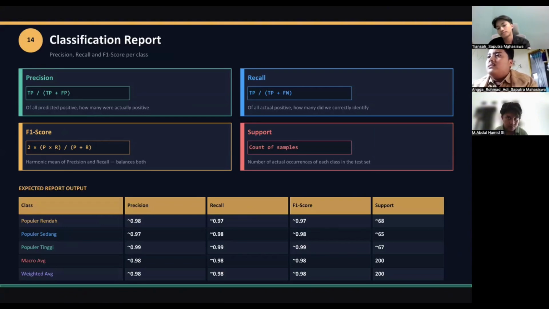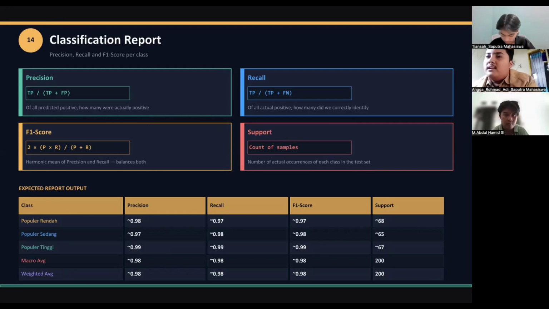Classification report. The classification report measures precision, recall, and F1 score. All classes achieve a score close to 98 and 99%. This means the model can classify tourist popularity categories accurately and consistently.